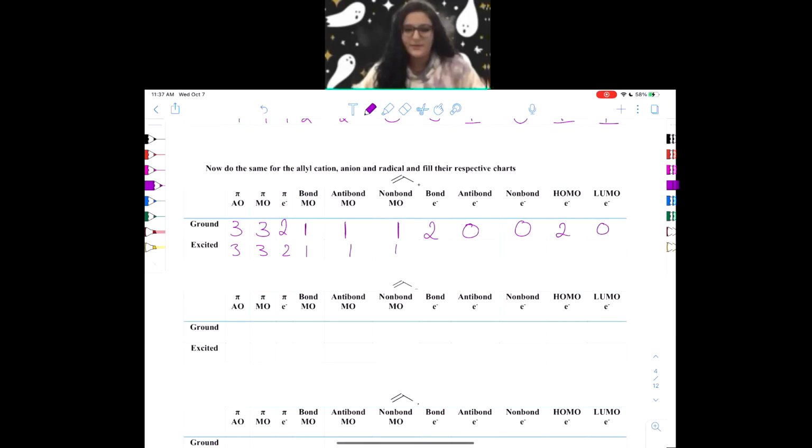Sweet. So now in the excited state, how many electrons are in the bonding orbital? 1. How many in the antibonding? Still 0. How many in the non-bonding? 1. Perfect. And so how many are in the HOMO? 1. And in the LUMO, can we guess? 1.